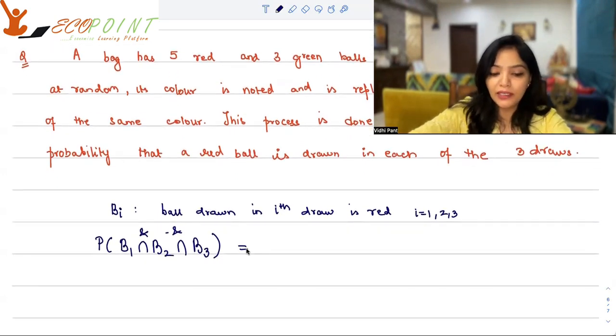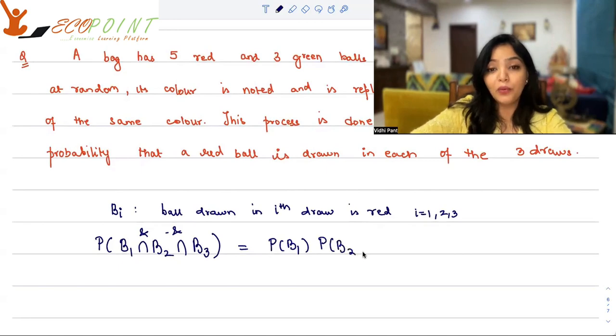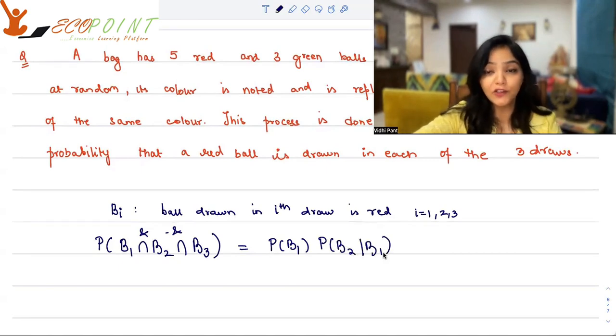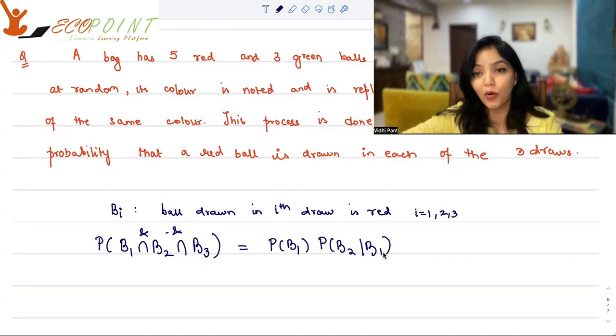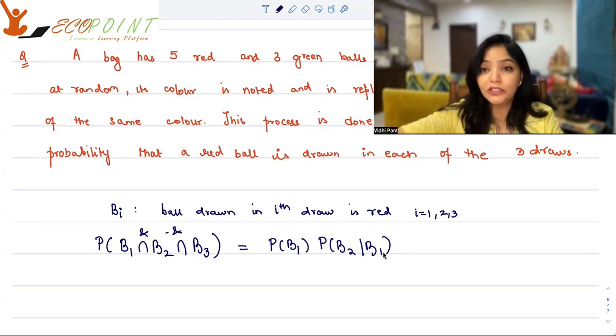Now, this would be equal to the probability of B1, times the probability of B2 given B1, because things are changing. When you get the red ball on the first draw, you're adding 2 more red balls to it, so the probability automatically will change. There will be an impact of B1 happening on B2. Similarly, there is an impact on B3 of the occurrence of B1 as well as B2.